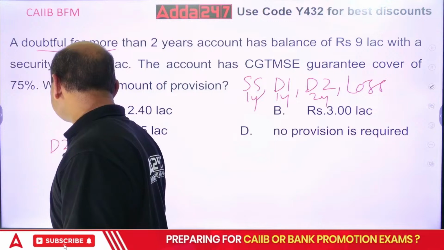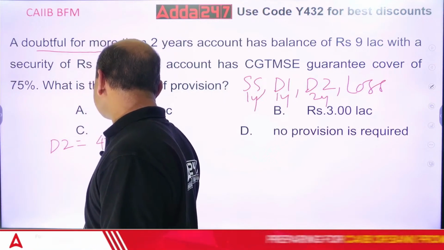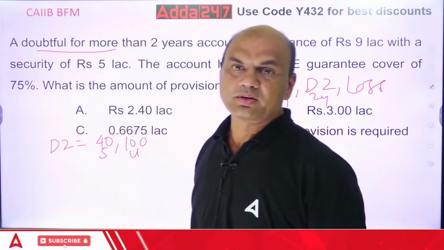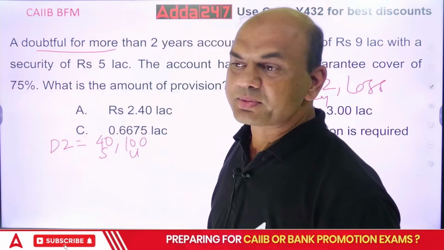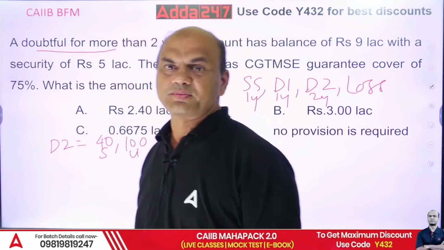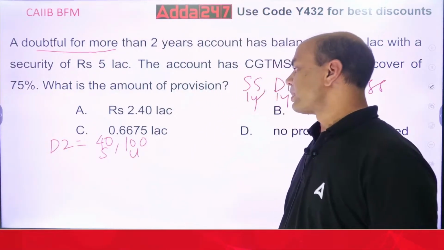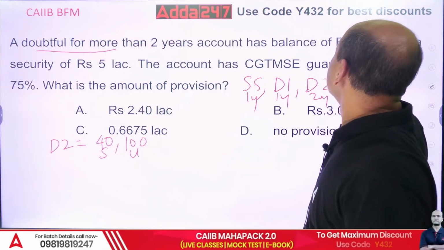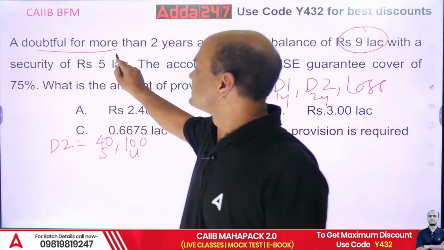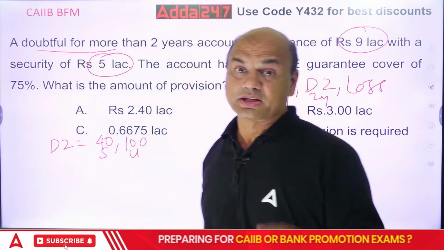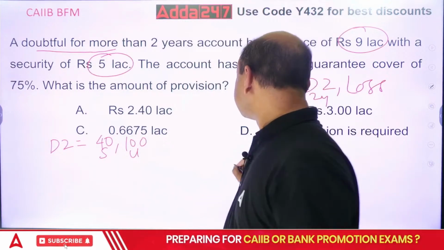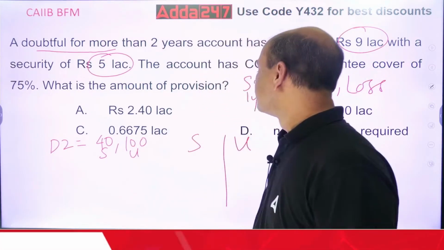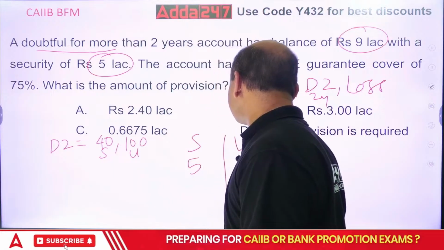D2 provisioning equals 40% for secured and 100% for unsecured. Got it? So now what will we do? 40 for secured, 100 for unsecured. So now let's divide this. 9 lakhs is the total loan amount. Out of this, 5 lakhs is the security. So secured is 5 lakhs, and unsecured is 4 lakhs.